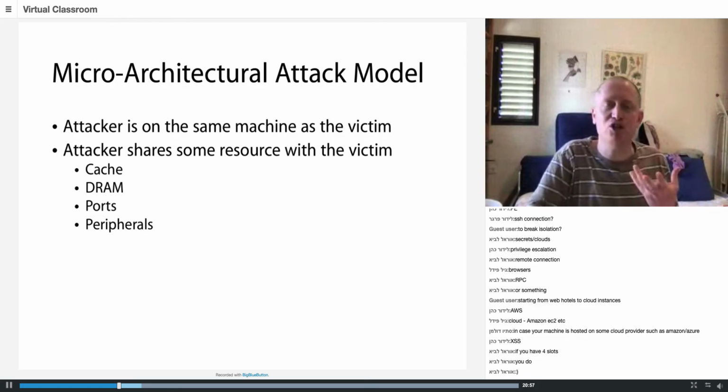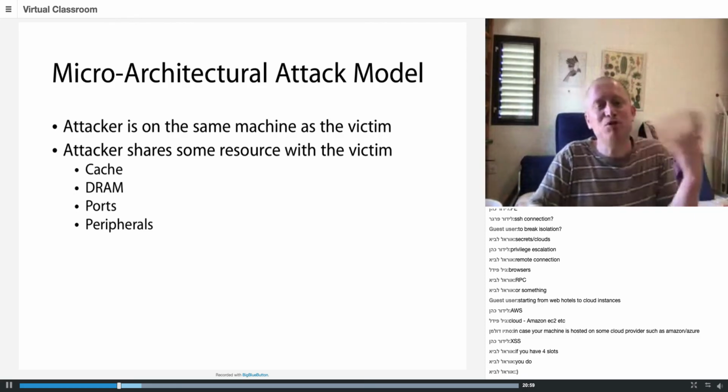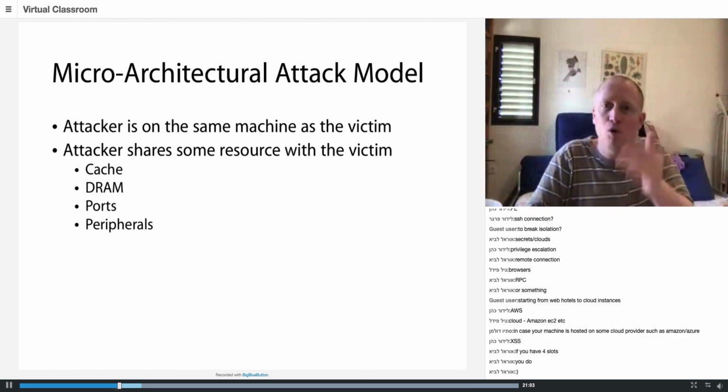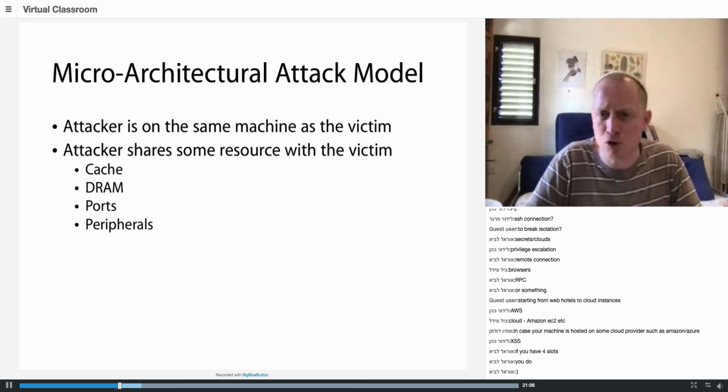Because the microarchitecture, conceptually, it's not your problem. It's a problem of Intel, of AMD, of ARM, whoever is implementing your CPU. Not your problem, it's their problem.